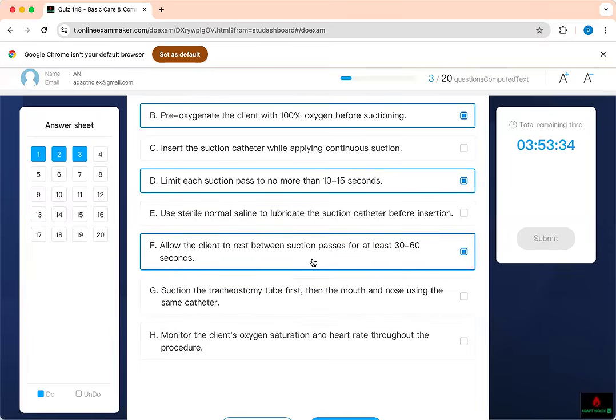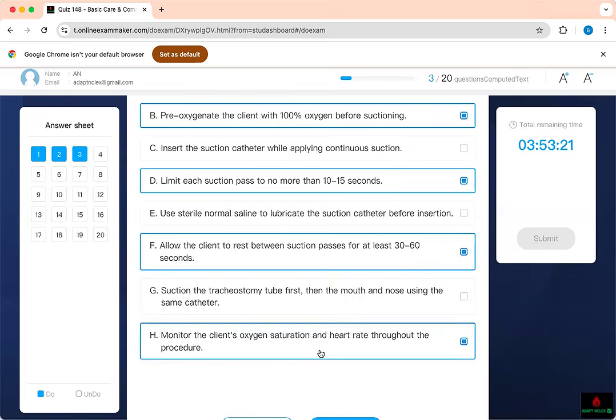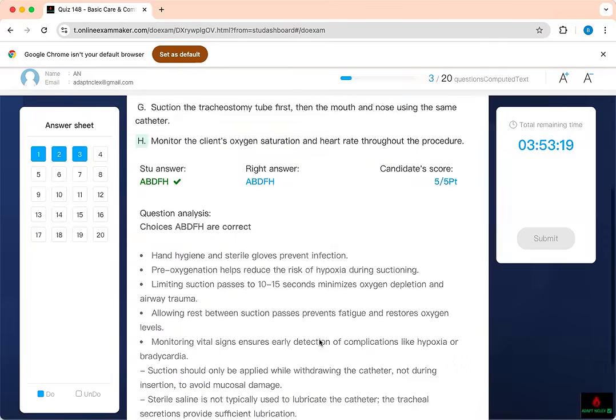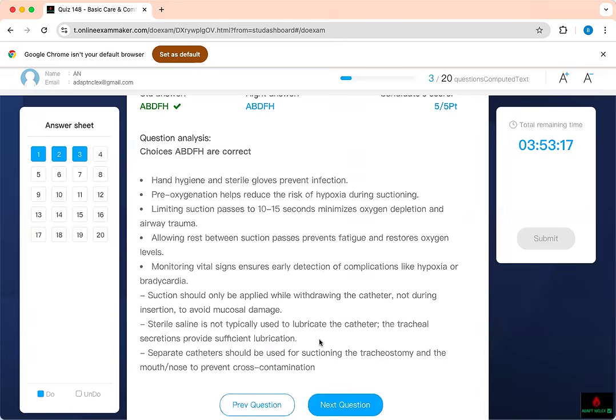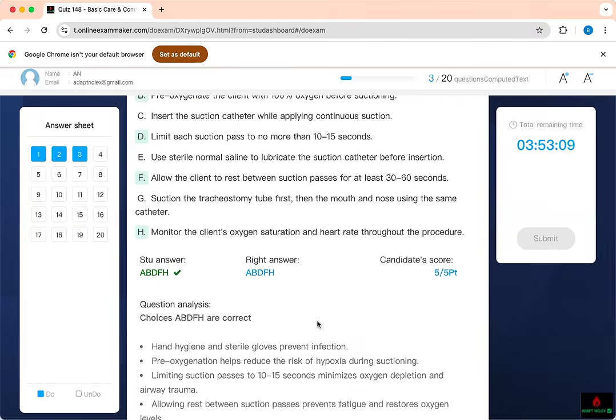You should not suction the tracheostomy tube first, then the mouth and nose using the same catheter. There will be cross contamination, right? This is not good. Monitor the client's oxygen saturation and heart rate throughout the procedure. So these are key things you should be doing while you're going through the process. This is the key: a separate catheter should be used when suctioning the tracheostomy and the mouth to prevent cross contamination. But this is what you do.